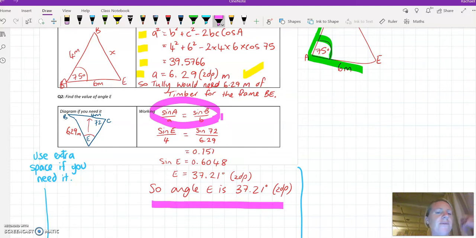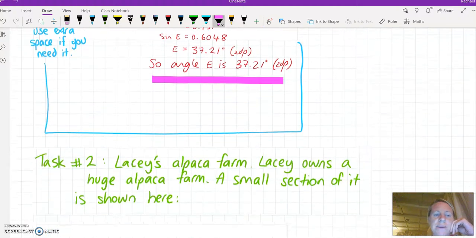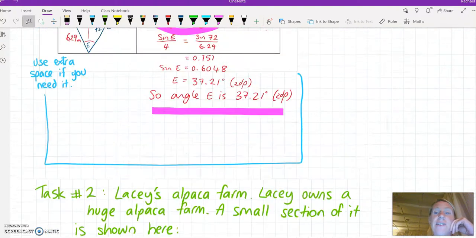Remember that you're answering the question. It asked you, what is that angle? So just write it in a little sentence at the bottom. Remember to put your degree sign and that you've rounded it, so in this case to 2 decimal places. All right, so lovely. That was task number 1.